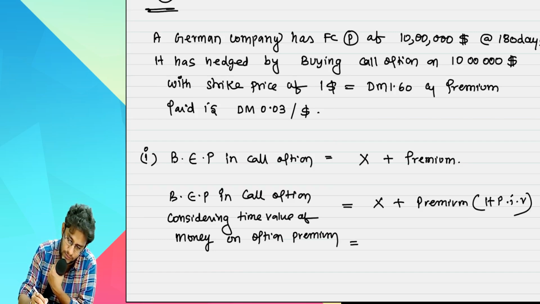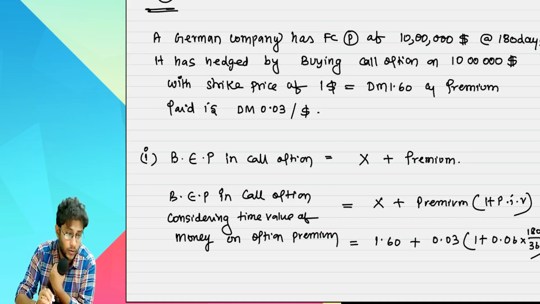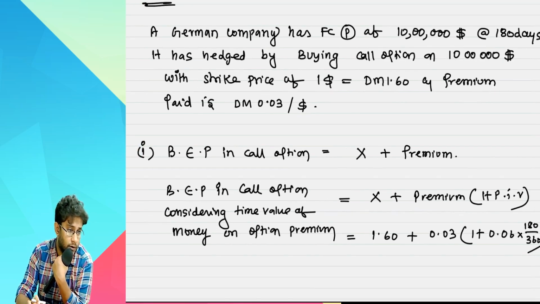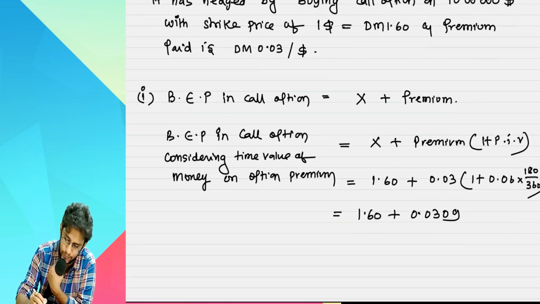So strike is 1.60 plus 0.03 into 1 plus, what is the interest rate? Into 180 by 360. 360 days only, sir, that is implied there. Solve independently, sir. 1.60 plus 0.0309 is 1.6309. What is this? DM per dollar.